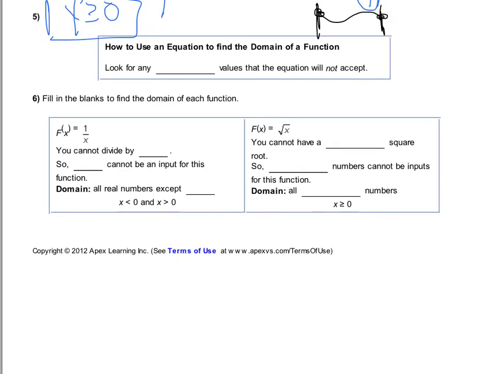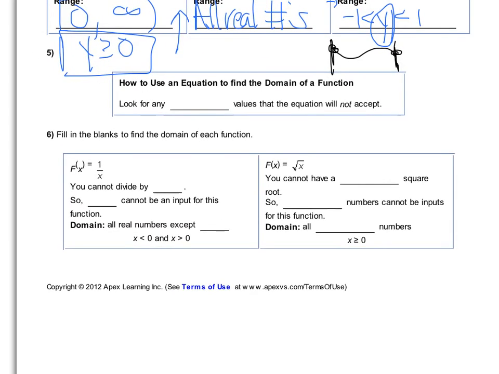So how to use an equation to find the domain of a function. What you have to look for is any x values or input values, either one, that the equation will not accept. So for example, if I have f of x equals 1 over x, well, the rule in math says you cannot divide by 0. That's just a rule. That's always been true and it will always be true. So that means that 0 cannot be an input. So what we would say is that the domain is every single number except for 0.